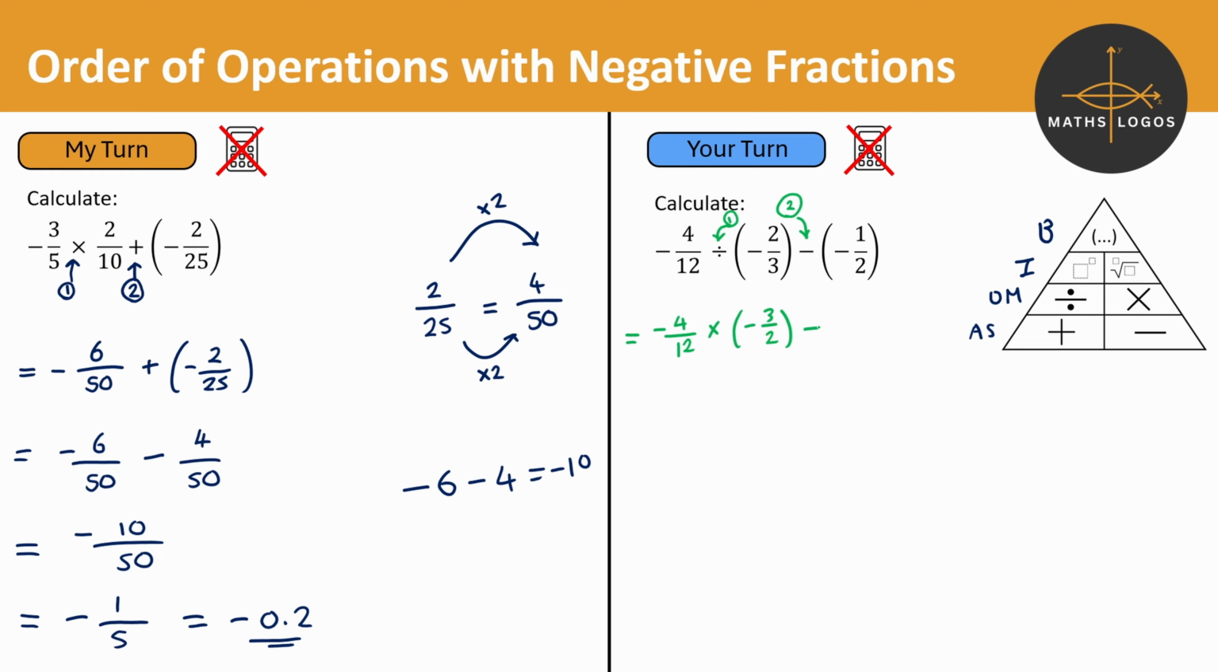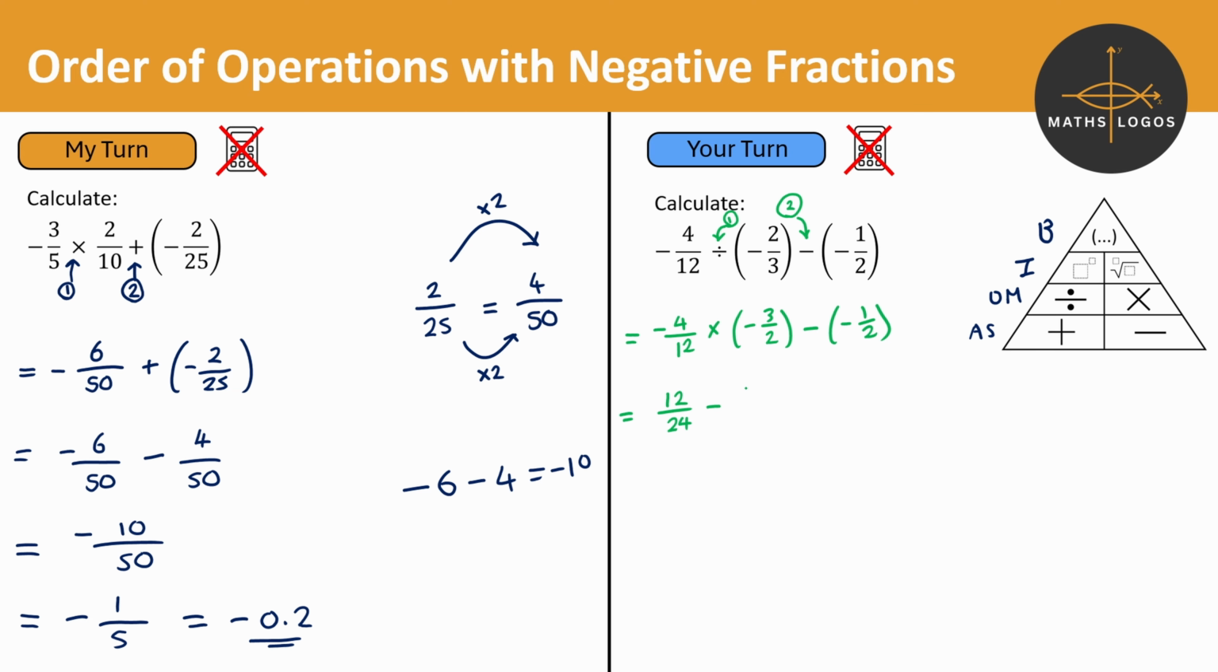I'm then going to write in this next part, so subtract negative 1/2. Let's go ahead and do our multiplication, just to draw our attention to the fact I'm doing a negative number multiplied by another negative number, so my result is going to be positive. Let's go ahead and multiply our fractions together. 4 multiplied by 3 is 12. 12 multiplied by 2 is 24. And I know my answer is positive, so my answer is 12 24ths.